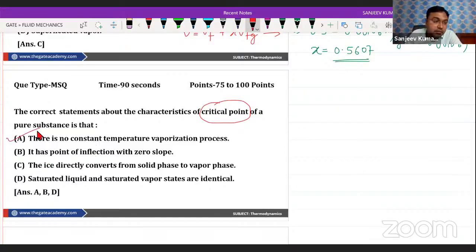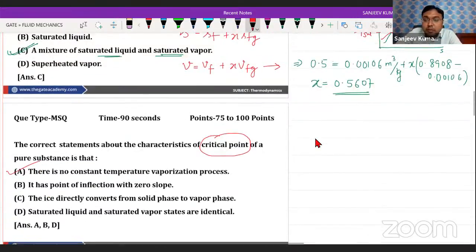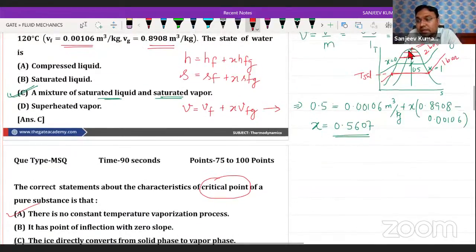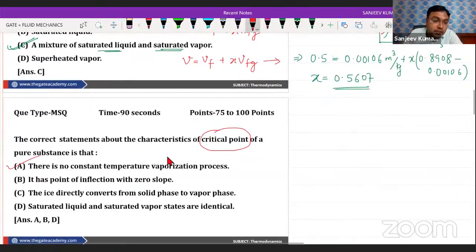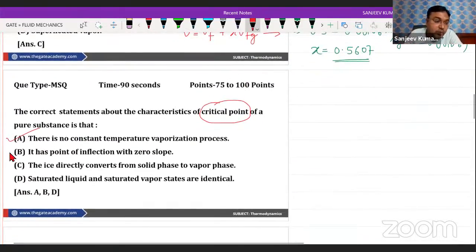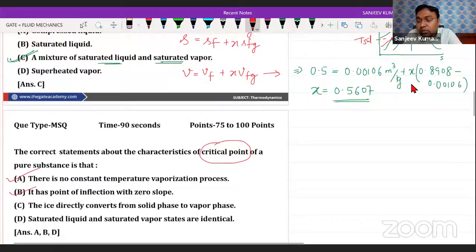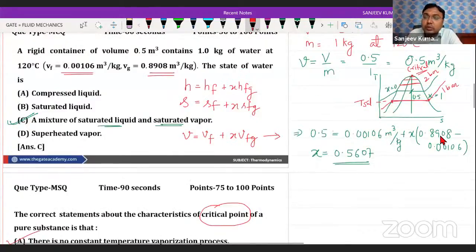That's correct. There is no constant temperature vaporization process because during the phase change, the temperature remains constant. So it becomes like a point. So there is no distance available here, no HFG. So there is no constant temperature vaporization process. Plus correct statement. It has a point of inflection with 0 slope. On the top of the dome, you can see the slope is 0. Point of inflection also means where the slope changes.